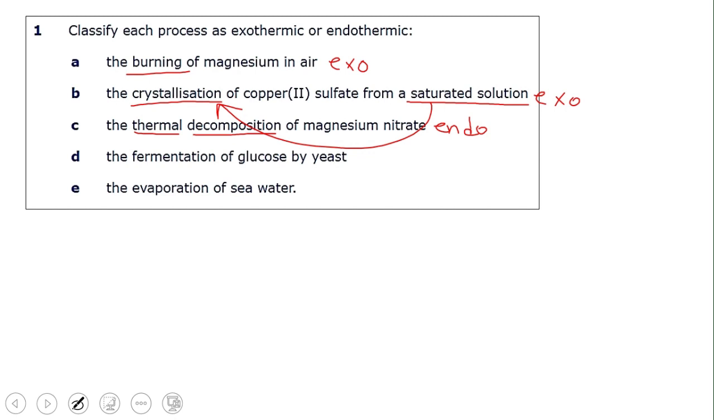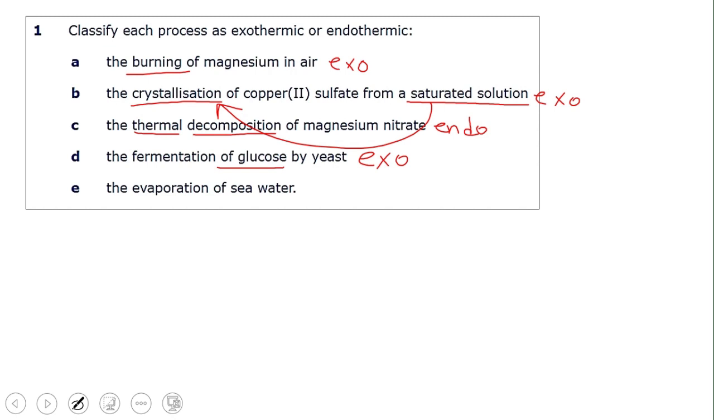D. Fermentation of glucose by yeast. So, what happens in this process? Fermentation is the breakdown of glucose with the help of yeast enzyme. Whenever we have glucose in fermentation, or carbohydrate breakdown in respiration in plants and animals, these processes are always exothermic. Why? Because we break down the glucose or carbohydrate and it produces energy at the end. So these processes will be known as exothermic processes.